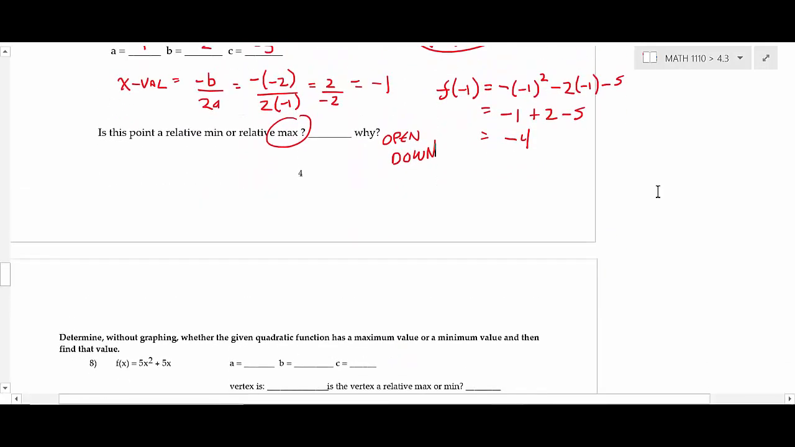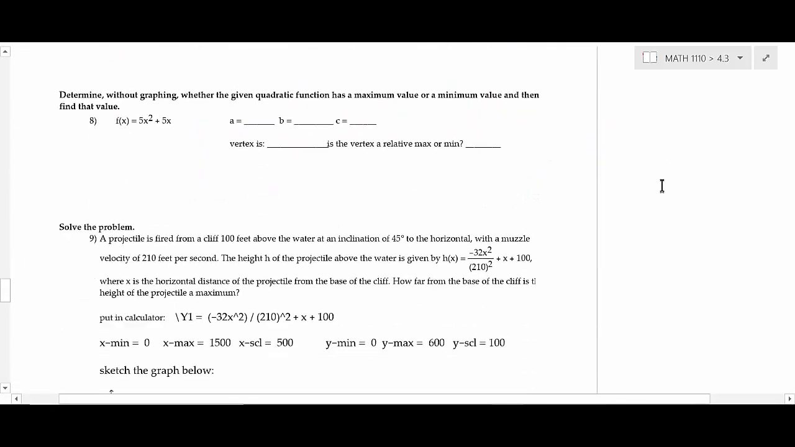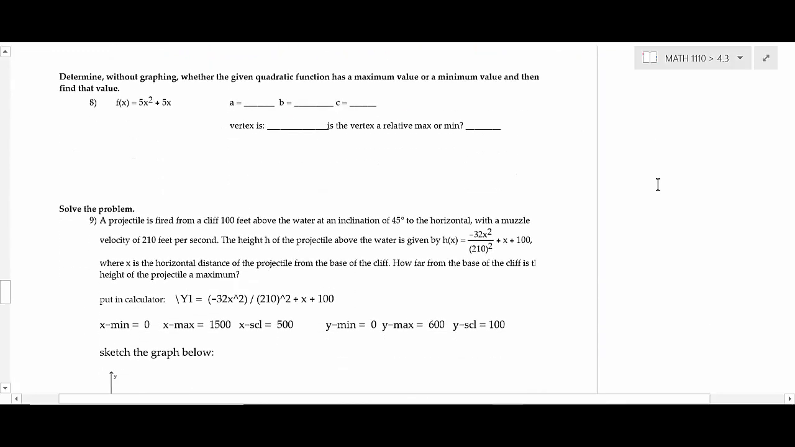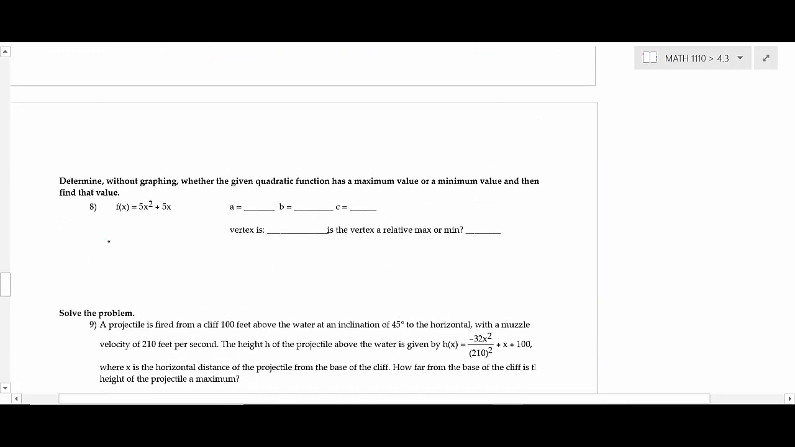And we're going to do a few more problems that way, and then we'll finish up with a couple of applications that we'll need to do on our calculator. Then we'll start into this next section. Okay, number 8, we're going to do this the second way.